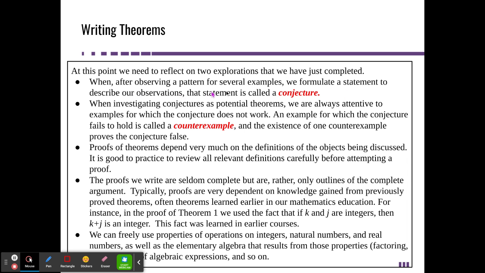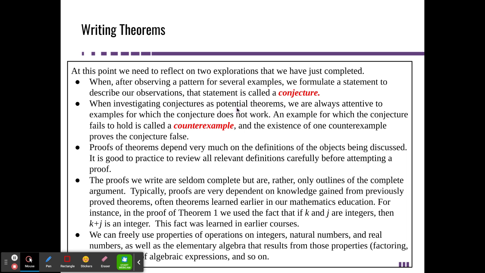When after observing a pattern for several examples, we formulate a statement to describe our observations, this statement is called a conjecture. So looking at several examples of patterns, we have this ability to get a conjecture. That's like the if part. That's like your educated guess.